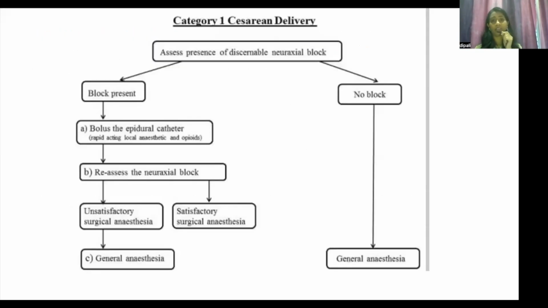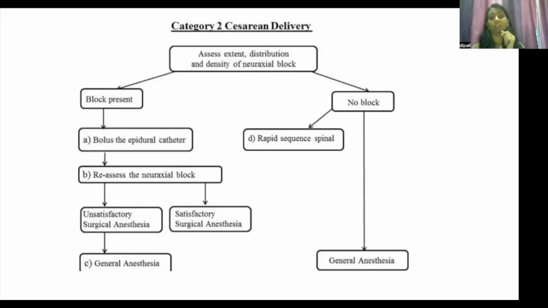So how to manage these cases? In category 1, we don't have time, so we should first assess the epidural block. If we don't have any block, we should immediately convert to general anesthesia. But if we have a block, we should give a rapid acting local anesthetic for surgical anesthesia. If we get a satisfactory level, proceed for LSCS. If we don't get a satisfactory level, directly convert to general anesthesia. In category 2, if we are not having a good block, we can give a trial of rapid sequence spinal or go for general anesthesia.